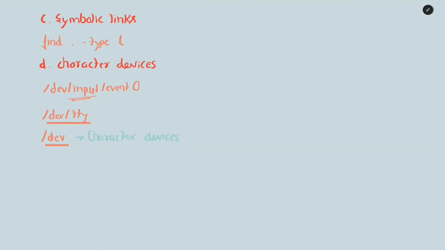Now to find character devices, simply type find in the current directory, hyphen type c. c for character devices. So this will find all character device files, starting from the current directory.